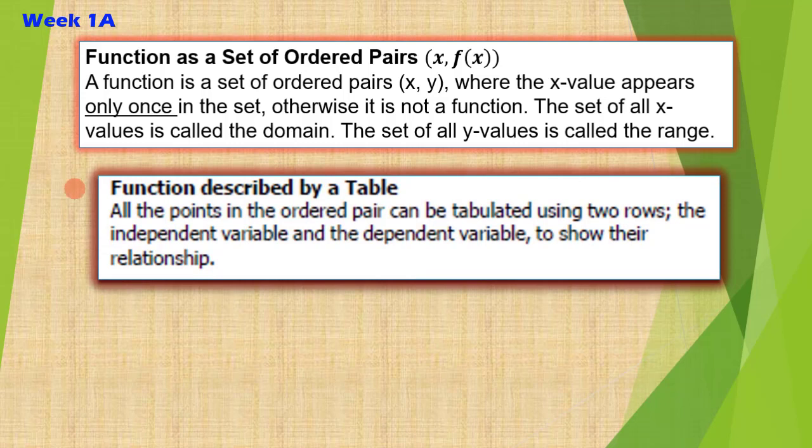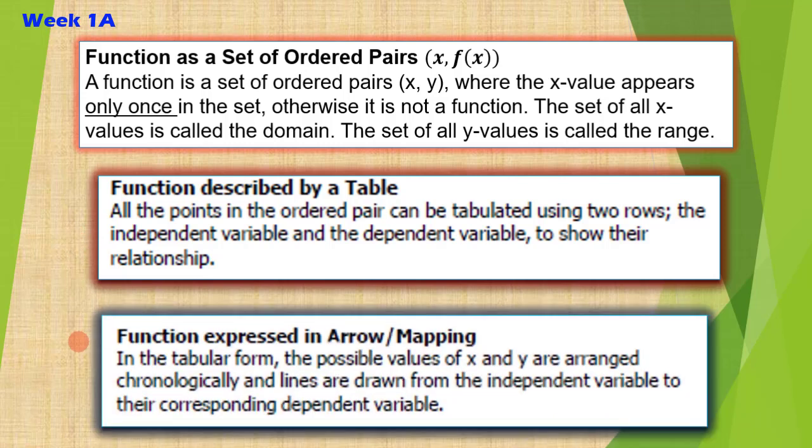Function described by a table. All the points in the ordered pair can be tabulated using two rows, the independent variable row, or the x row, and the dependent variable y row, to show their relationship. Function expressed in arrow or mapping. In the tabular form, the possible values of x and y are arranged chronologically, and lines are drawn from the independent variable to their corresponding dependent variable.